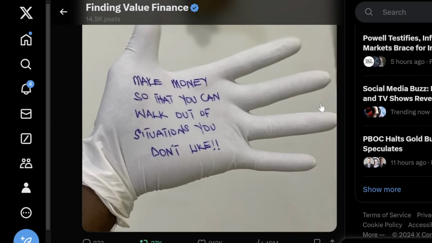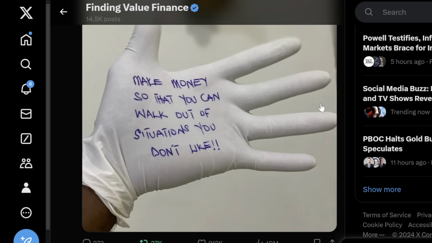Today's reminder says, make money so that you can walk out of the situations you don't like. And I will say that if you make money and you have a certain amount of money, it changes you as a person. It changes your outlook. It changes your life. And how would that occur?